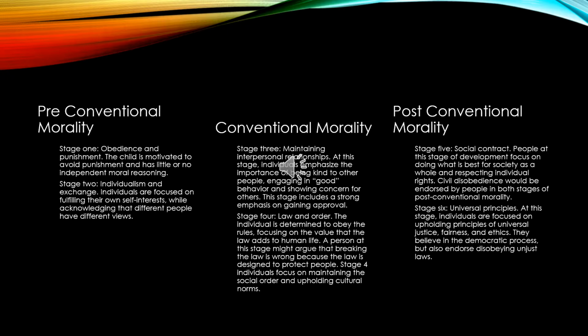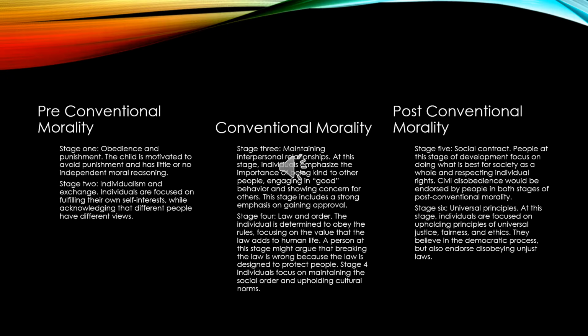Kohlberg's theory of moral development includes 3 levels and 6 stages, as previously stated. The first level is pre-conventional morality. Stage 1, obedience and punishment. The child is motivated to avoid punishment and has little or no independent moral reasoning. Stage 2, individualism and exchange. Individuals are focused on fulfilling their own self-interest while acknowledging that different people have different views.